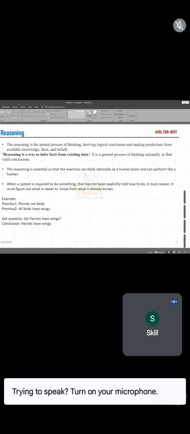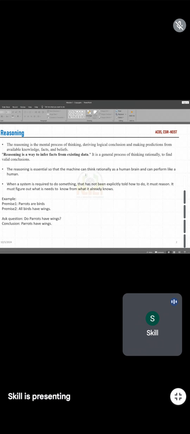So basically, reasoning is the mental process of thinking, deriving logical conclusions, and making predictions from available knowledge, facts, and beliefs. Suppose you have some existing data. Based upon that data, you have to do the logical thinking: how you will predict and what you will predict from the data you have. So reasoning is much required for decision making. We have to make some valid conclusions based on our data.